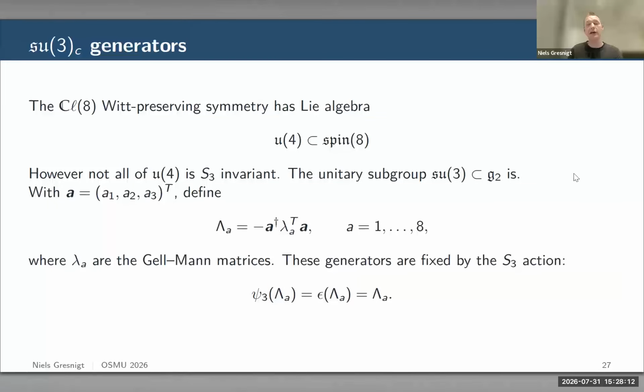Just like for CL8, where the Witt preserving symmetry was U3, this time the Witt preserving symmetry is the Lie algebra U4, which is a subgroup of spin 8, which is what the bivectors of CL8 generate. However, we find that not all of U4 is invariant under S3. Only the unitary subgroup SU3 is invariant. So now we can just define the SU3 generators, just like we did before, in terms of the Gell-Mann matrices, and you can check that those are in fact invariant under the S3 action.